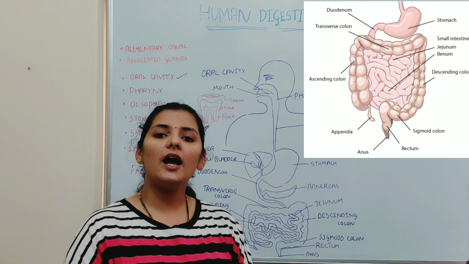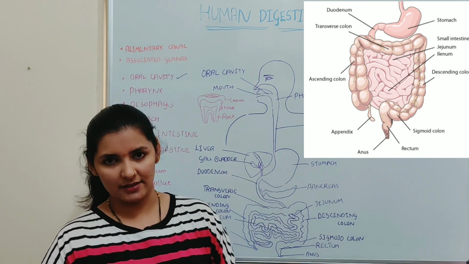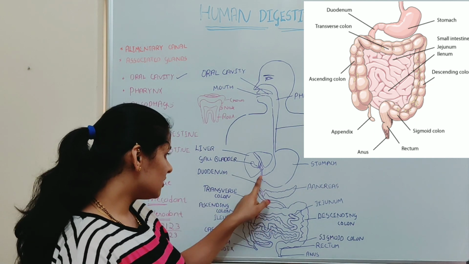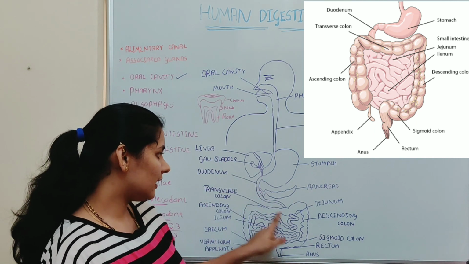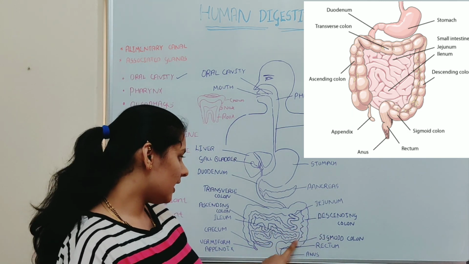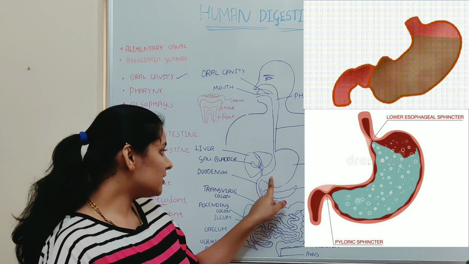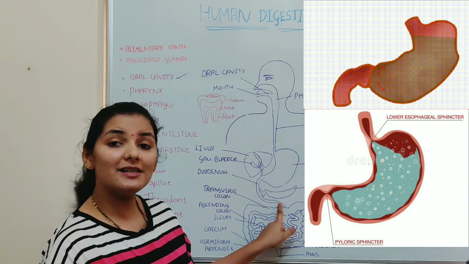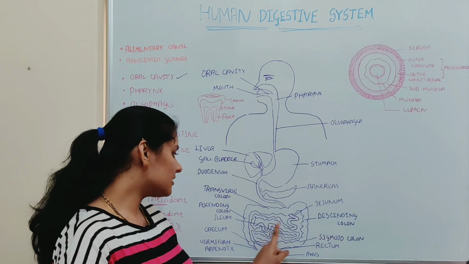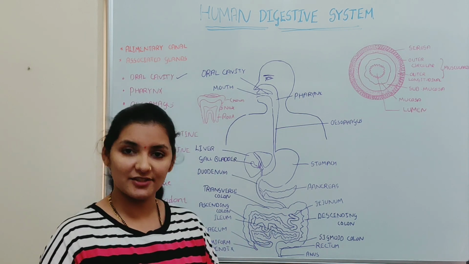Small intestine is a highly coiled structure which occupies most of the abdominal cavity. Small intestine mainly has three parts. The first part is the C-shaped duodenum, the second part is the long coiled jejunum, and the third part is the highly coiled region known as the ileum. The opening of the stomach into the duodenum is guarded by a sphincter known as the pyloric sphincter. And the last part of the small intestine, that is the ileum, opens into the large intestine.